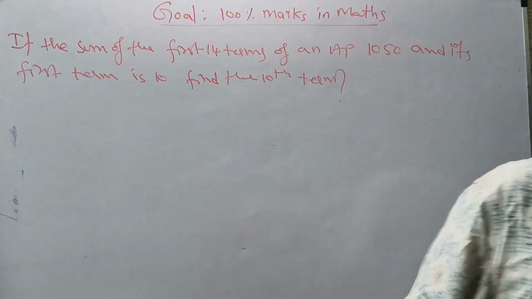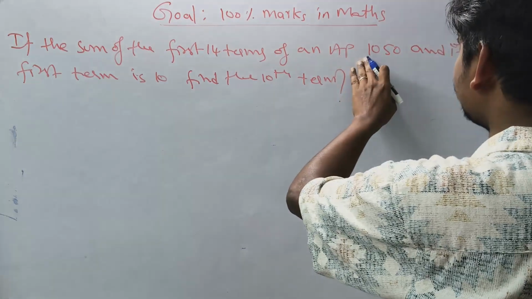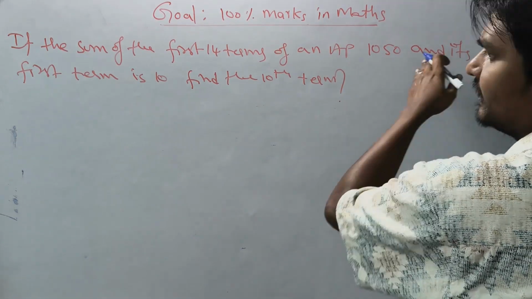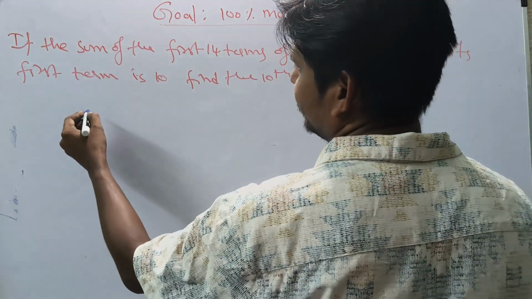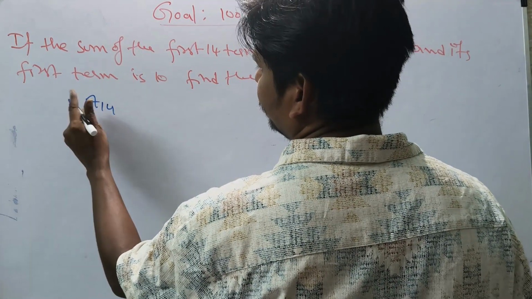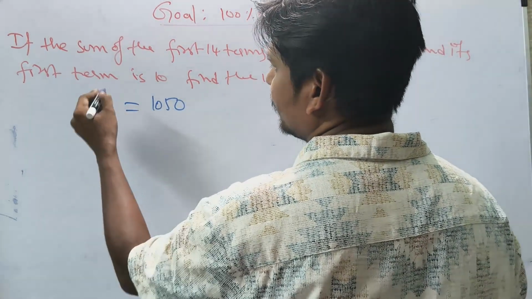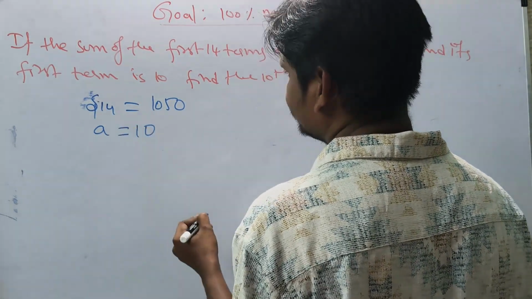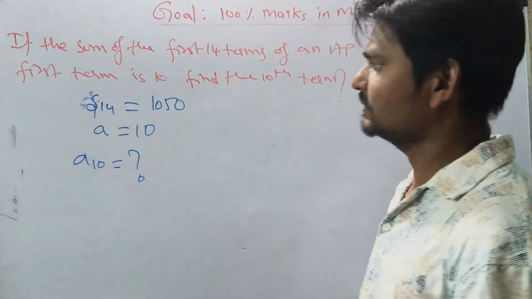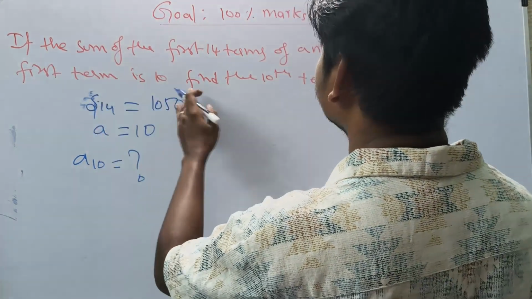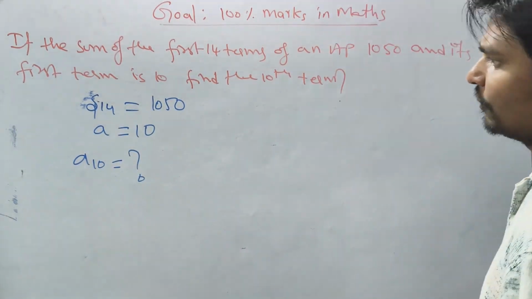Somewhat different question. If the sum of the first 14 terms of an AP is 1050 and its first term is 10, find the 10th term. What is the given information? S14, the sum, is 1050, and the first term a is given as 10, and we need to find the 10th term. They are asking only for the 10th term. Now see how to find it.